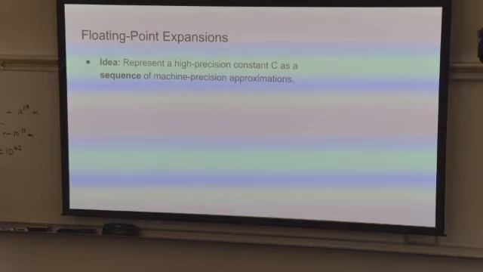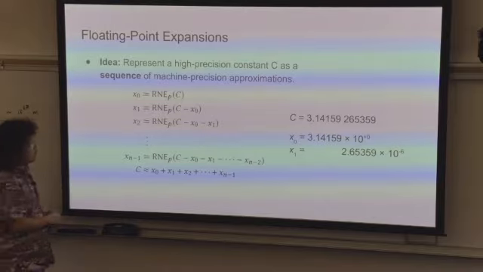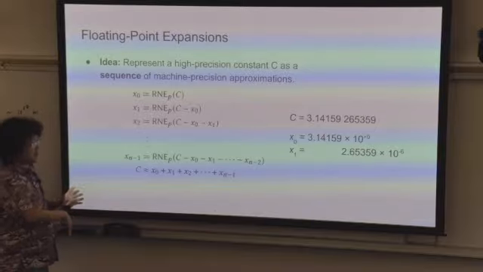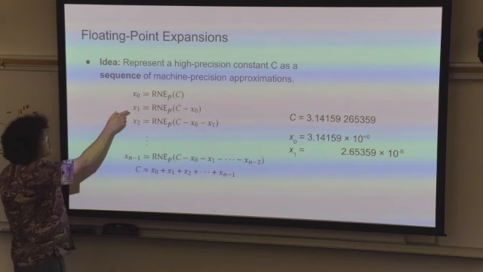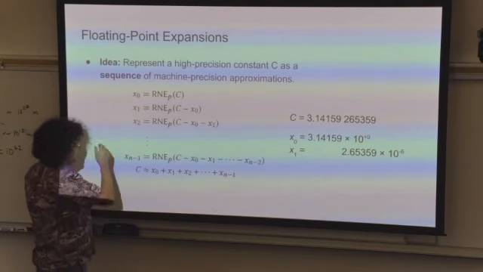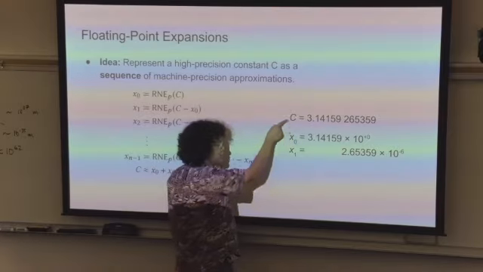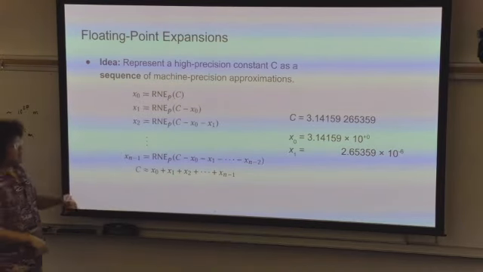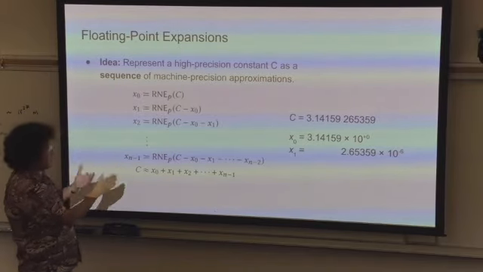The idea is you take some high precision number you want to store inside your computer. And what you do is you'll just break it down in terms of machine precision approximations, right? So given your C, let me round C to the nearest representable machine number, which I'll call RNE here. Then I look at the residual. What is the difference between C and the nearest representable machine number? I'll call that x1, right? So now I have this correction term that should be added on to interpret the final value.